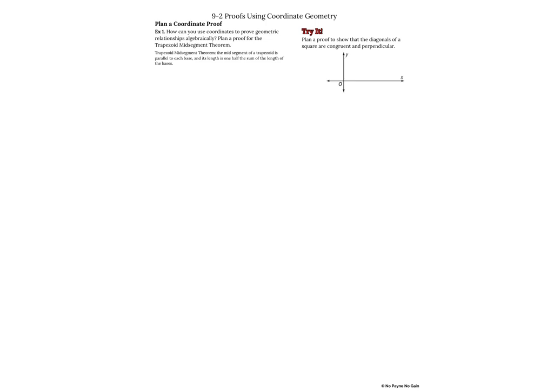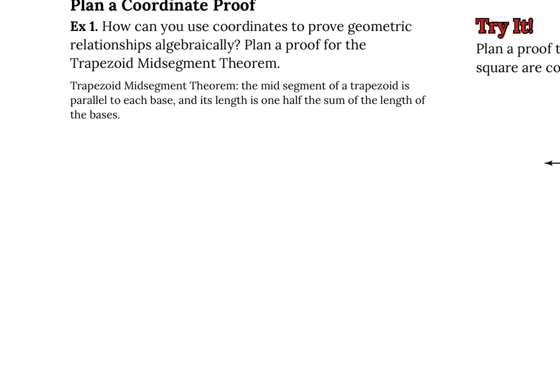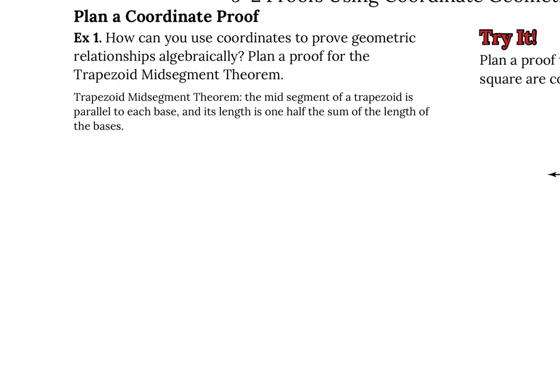Right, 9.2, proofs using coordinate geometry. So example 1, how can you use coordinates to prove geometric relationships algebraically? We want to plan a proof for the trapezoid midsegment theorem. A reminder that our trapezoid midsegment theorem is that the midsegment of a trapezoid is parallel to each base and its length is 1/2 the sum of the length of the bases.